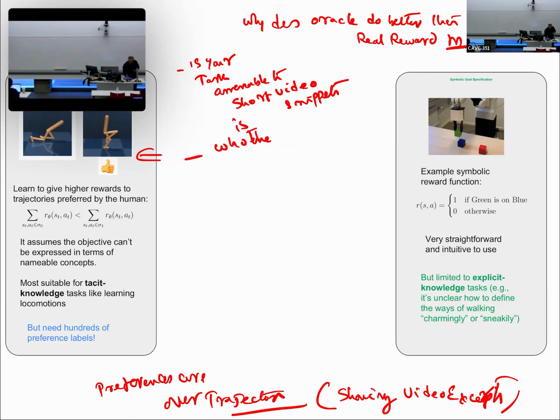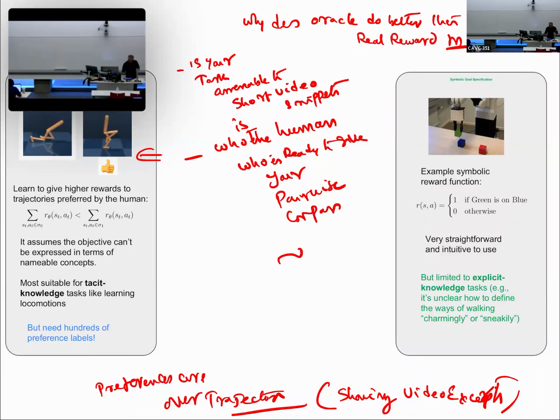The other question is, who is the human who is ready to give you pairwise comparisons of the order of thousands or millions? Remember, if it requires thousands of comparisons on how to walk, it might require a lot more number of comparisons on more complex domains.